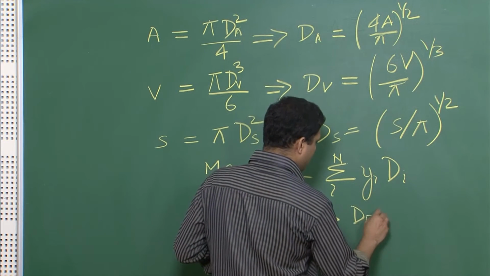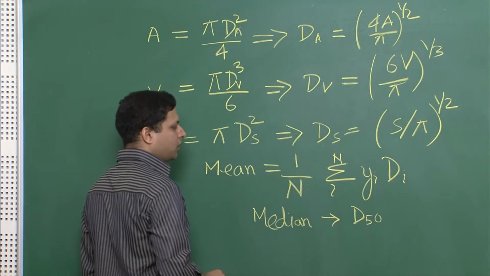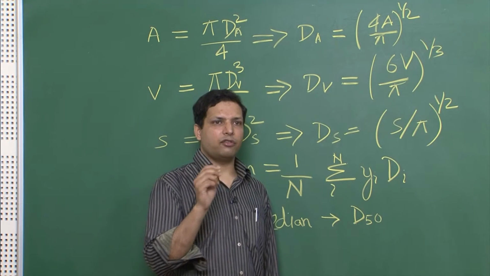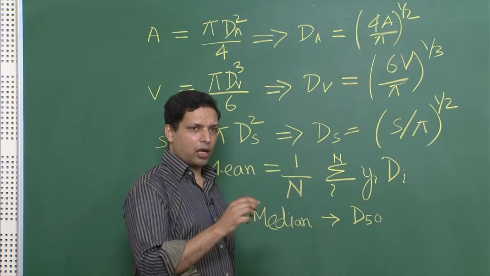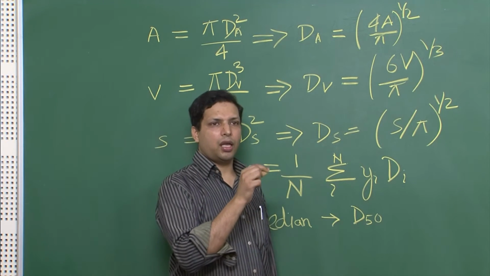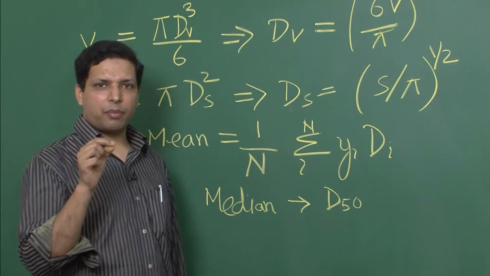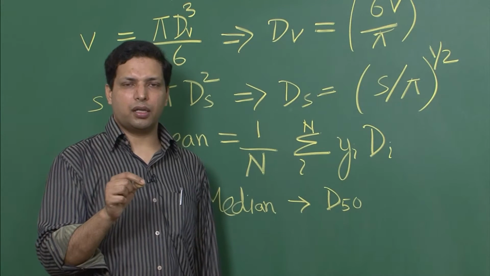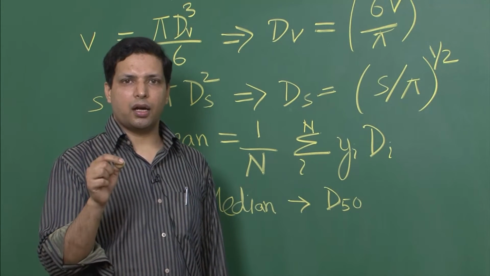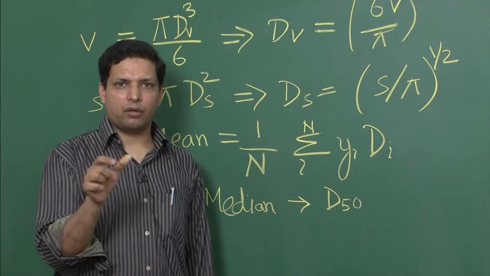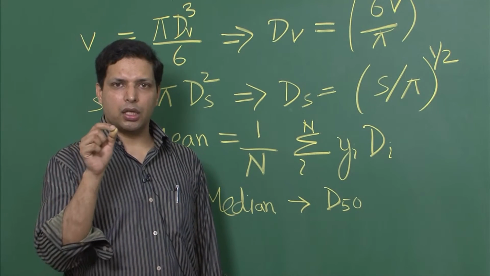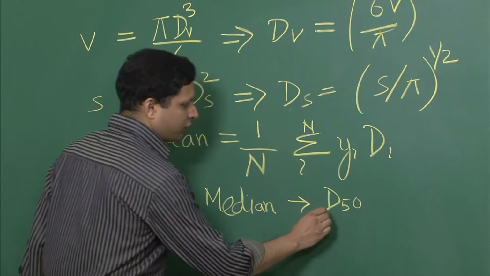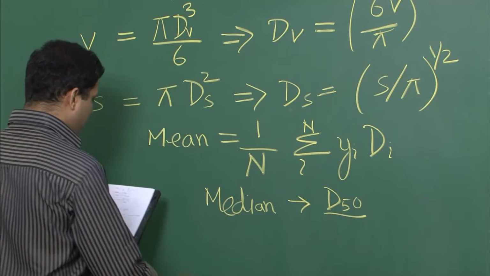Median would be d50, meaning the particle whose diameter is exactly at the 50th percentile. So, if you were to put the sizes in ascending order, and let us say, to make it simpler, there are 200 particles, then the 100th or the 101st, depending on whether it is an odd or even number of particles, the diameter of the 100th or the 101st particle would define D50, and that will be the median.